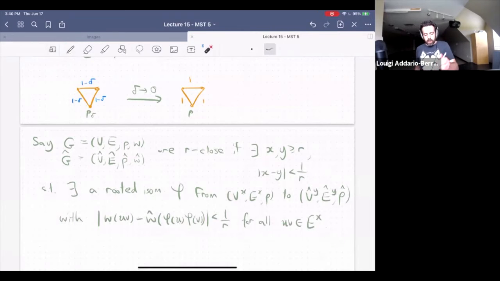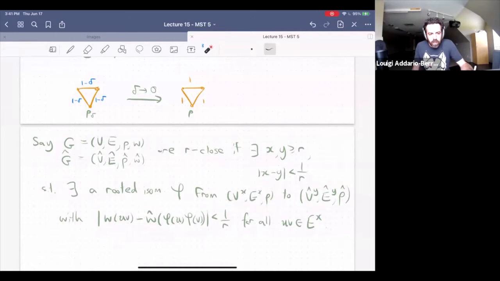So we find these large parameters, and you think of these as being very close. If r is large, we can find isomorphisms between large neighborhoods of the roots of each of the graphs, which approximately preserve the edge weights.